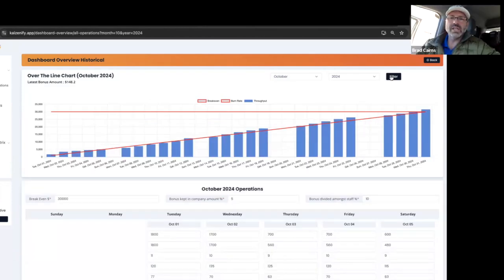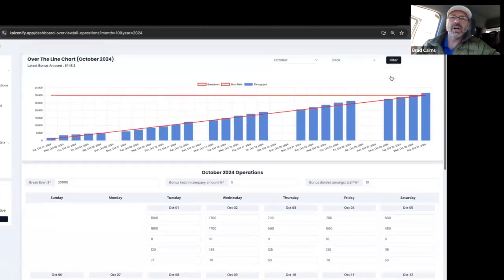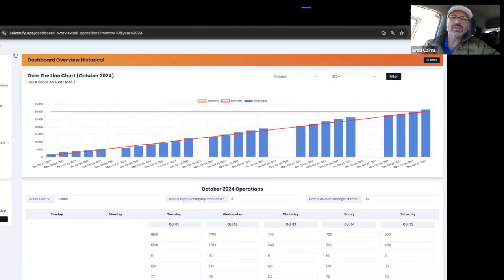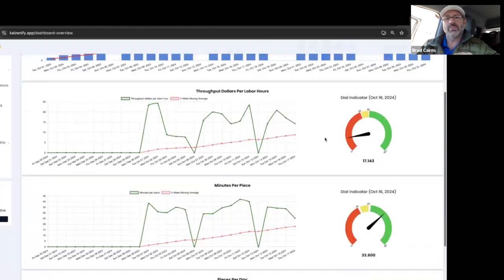And so each one of these gauges is a little double check for the other one, right? So if you see your throughput dollars going up, your throughput dollars per labor hour starts creeping up, then you should be able to watch your minutes per piece or your minutes per point shrinking. And so it's like, okay, good little double check. Yep, that says that, that says that. We're on the right track. You should see your pieces per day going up.